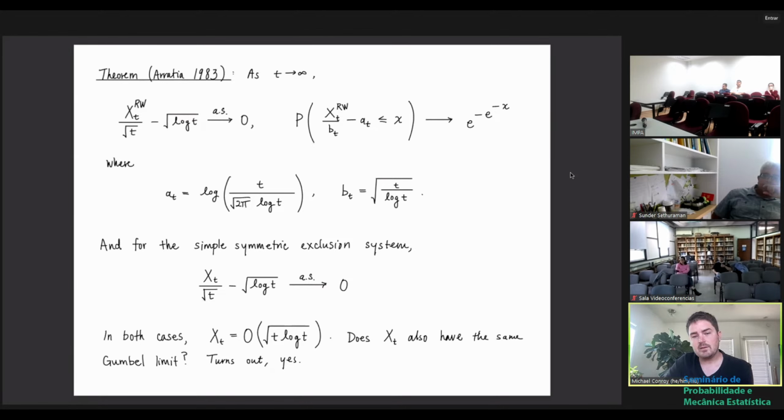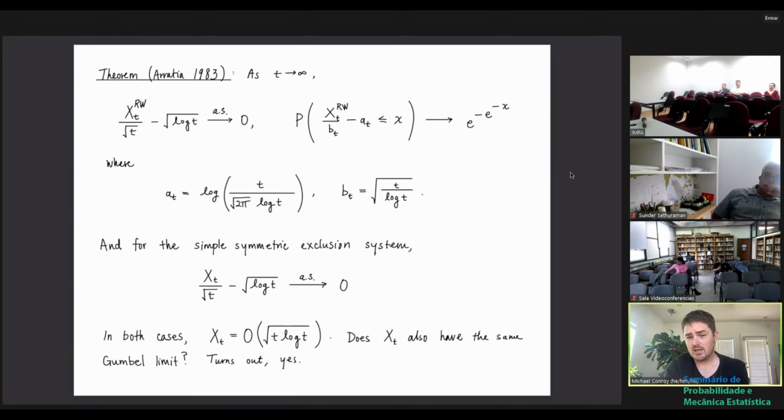So Arratia's theorem was a law of large numbers and a central limit theorem type result for this maximum. And notably in the limit, the particle has a Gumbel distribution when it has appropriate scaling. The Gumbel distribution is a classical extreme value distribution. And Arratia also proved that the same law of large numbers behavior holds for the tagged particle that starts at 0 in the exclusion system.